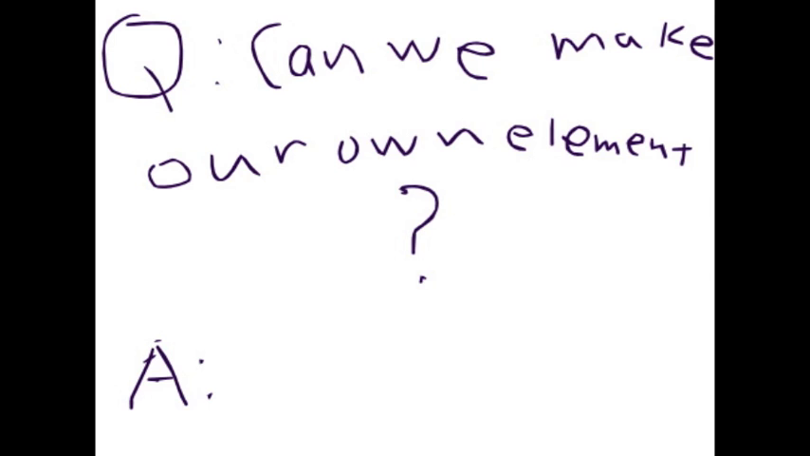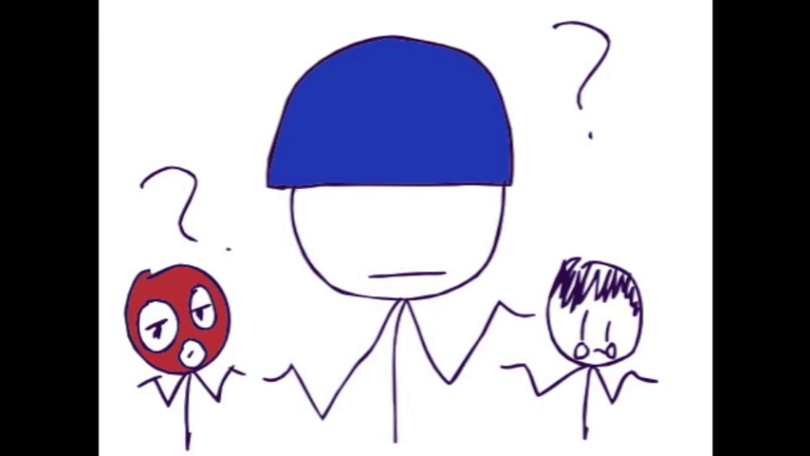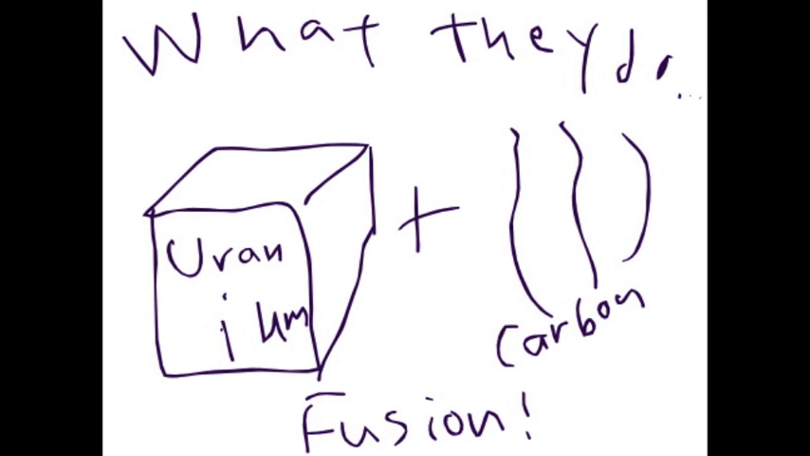So, since we know about proton, neutron, and electron, let's answer the question. Do you make our own element? Yes, we can. We can make our own element. But how? How can you make our own element? Well, the scientist makes new elements by fusing the heavy and light elements. As for example, fusing uranium and carbon created californium, one of the radioactive elements.